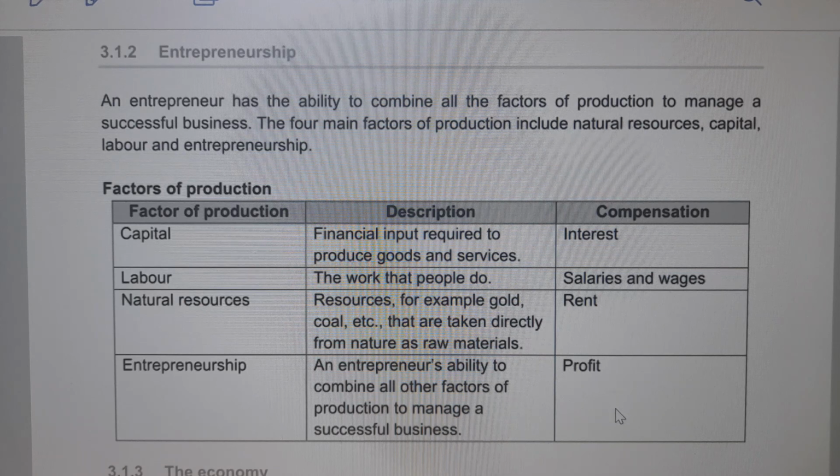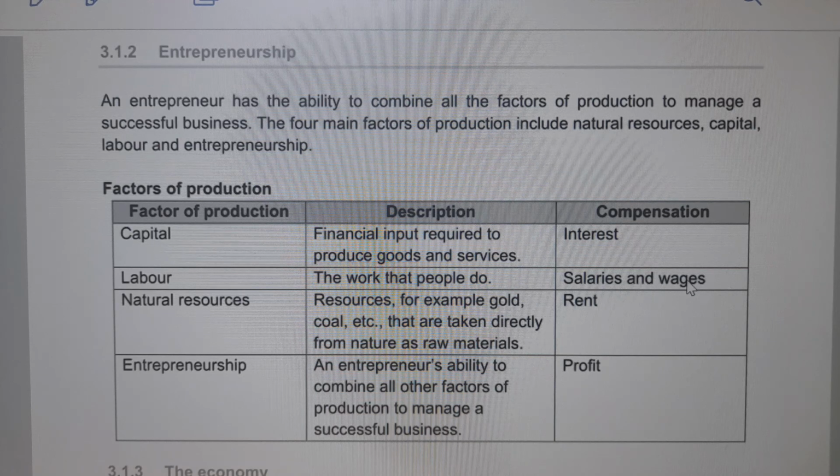And they ask this question in the exam. They will give you the factors of production, and they will say give the income from each. So factor of production number 1, capital. The income from capital that we get is interest, okay? And the second one is labor. What do we get from labor? Salaries and wages, okay? And then the third factor of production is natural resources. You can get rent, for example, from those. And then entrepreneurship, the income would be profit, and you must know how to describe each.